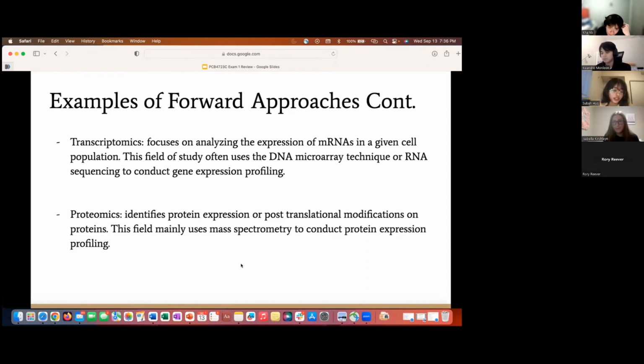And then the fourth approach would be proteomics. This one is similar to transcriptomics, except it deals with proteins. So you're identifying protein expression or post-translational modifications that happen in proteins. Examples of post-translational modifications that I think Isabella went over earlier are ubiquitination or phosphorylation.